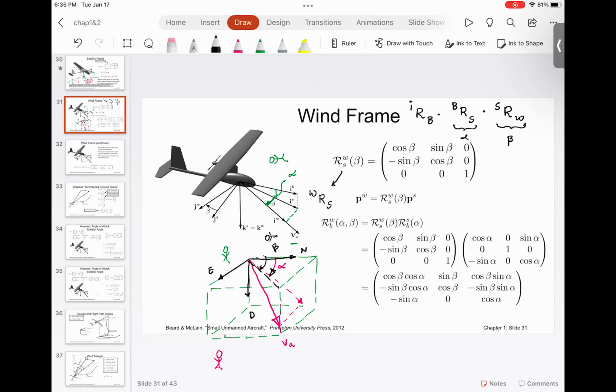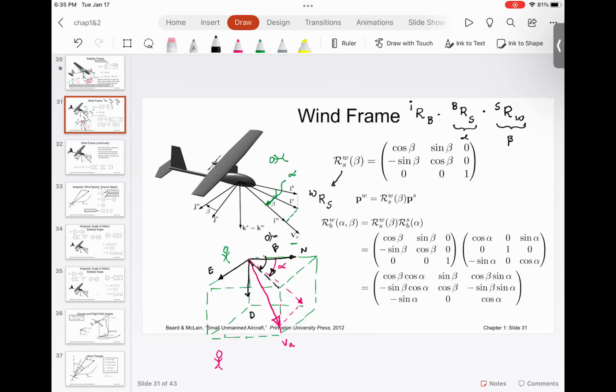So let's quickly recap. Inertial frame to vehicle frame to vehicle one frame to vehicle two frame, vehicle two frame to body frame. From body frame, we go to stability frame, and from stability frame, we go to the wind frame. Everyone understood this? These are the sequence of the frames.